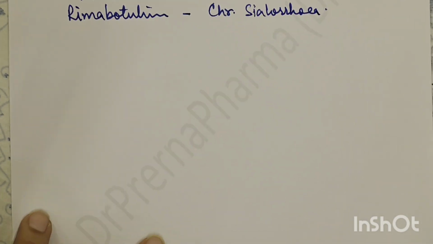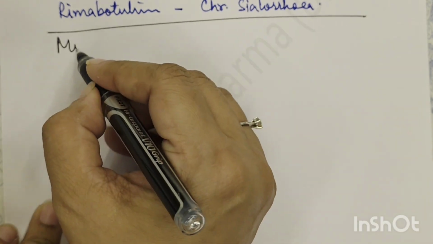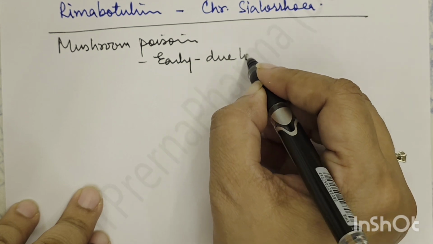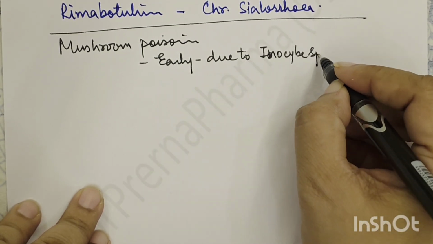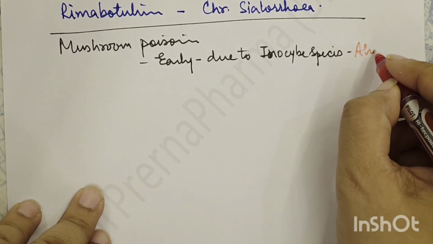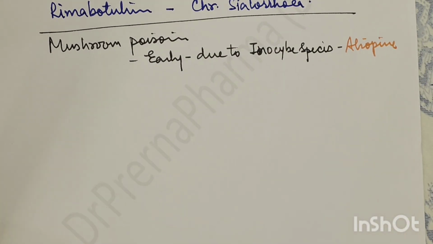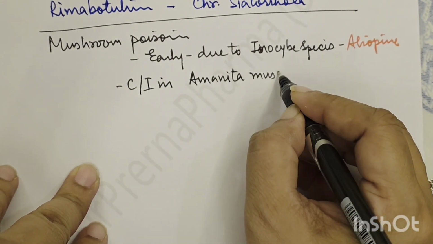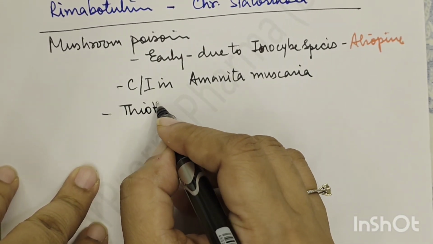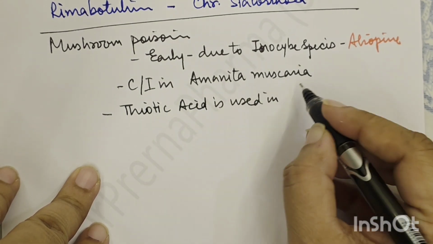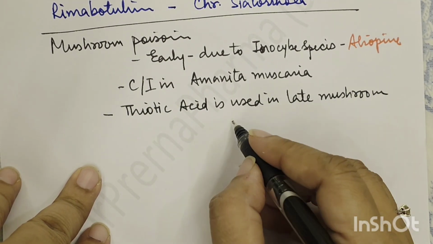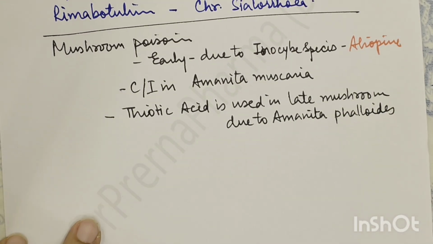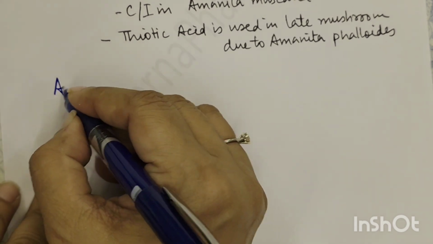Okay. Now coming to another use of atropine, that is mushroom poisoning. Now mushroom poisoning, remember early poisoning due to Inocybe species. You can use atropine. Okay. So atropine is used in early poisoning due to Inocybe species. It is contraindicated in Amanita muscaria poisoning, and thioctic acid is used in late mushroom poisoning, which is due to Amanita phalloides, right?